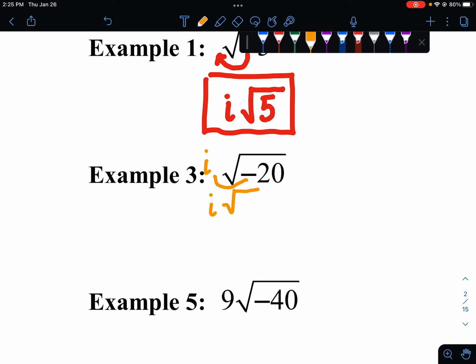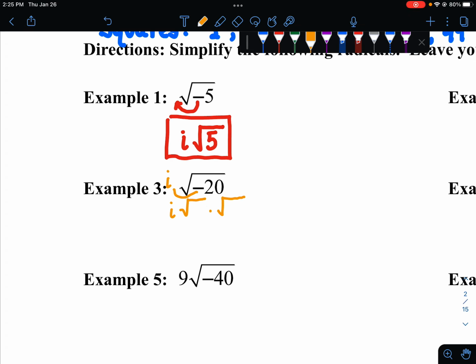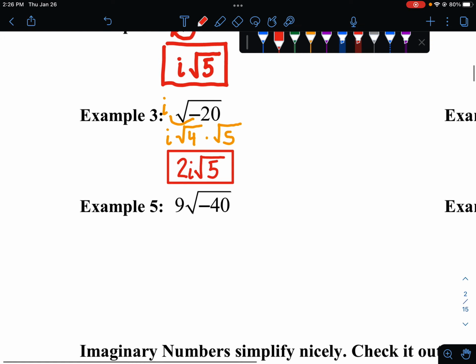And now I'm going to look for the perfect square factors of 20. And those factors are, well, the perfect square factor is 4. The other factor is 5. And normally we would simplify this to 2 root 5, but we had that i in there. So we are going to simplify to 2i root 5. So same idea, same type of simplification as before.